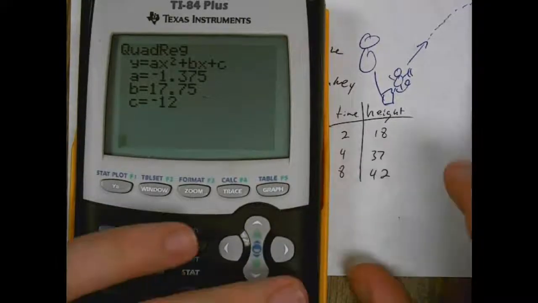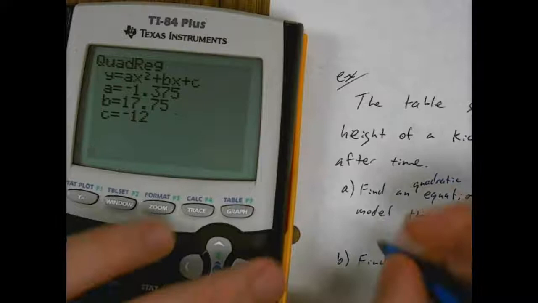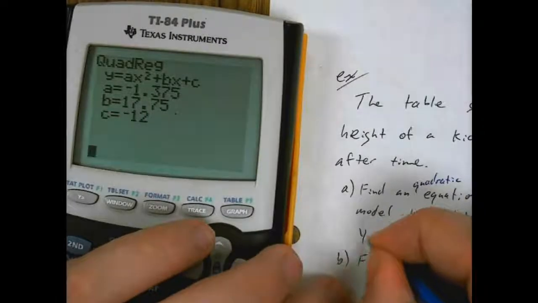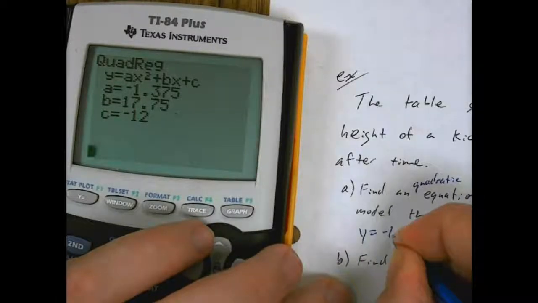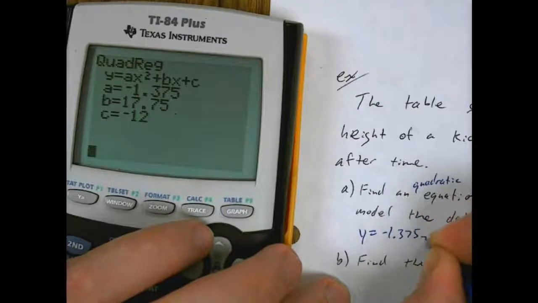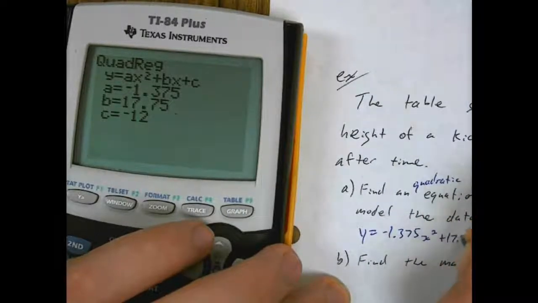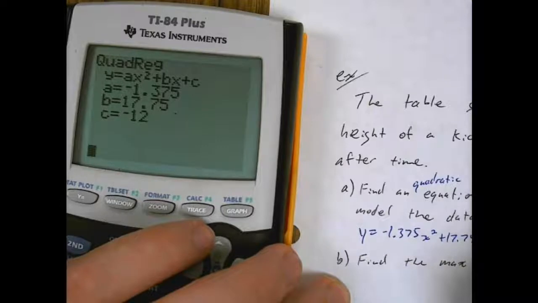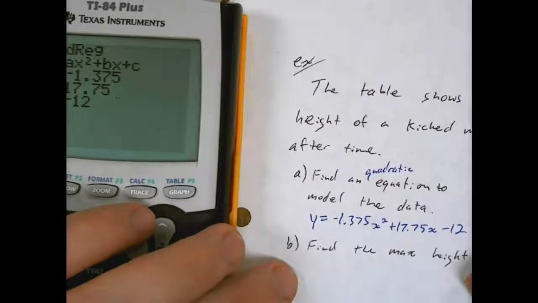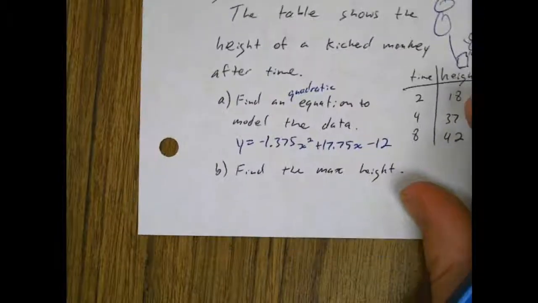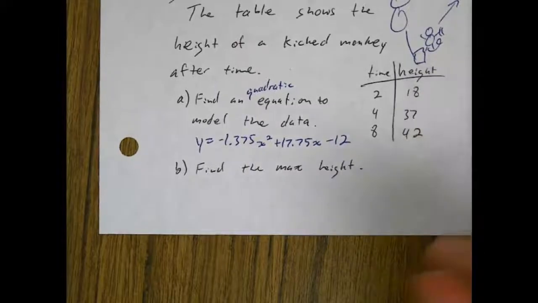So I'm just going to copy it down exactly as it looks. So we have y equals negative 1.375x squared plus 17.75x minus 12. Right? So that would be our model. It's just what our calculator is telling us. So now it says find the maximum height.